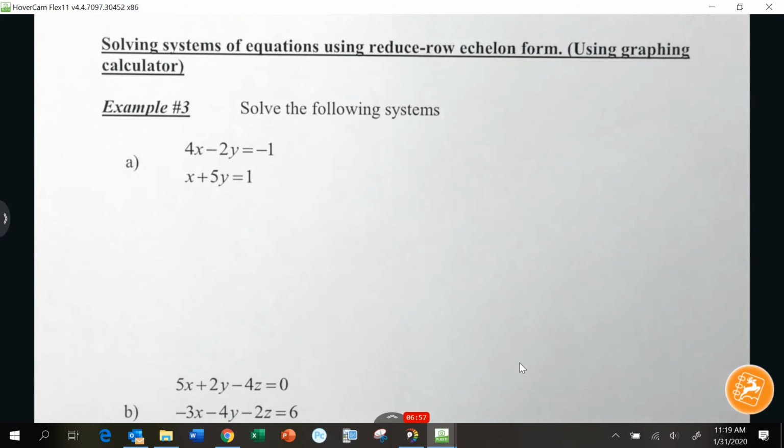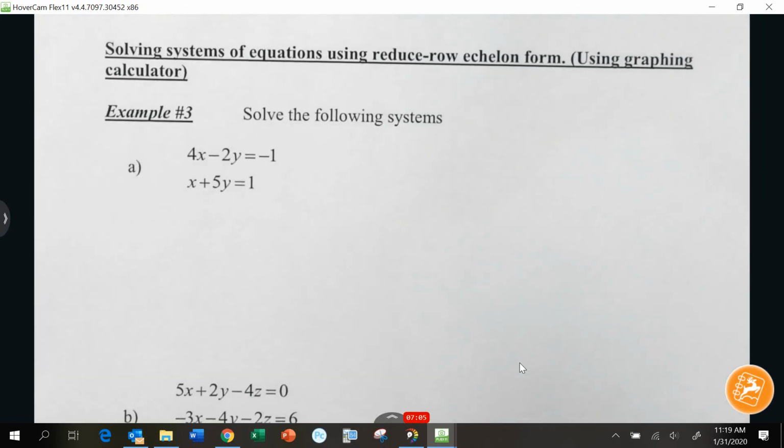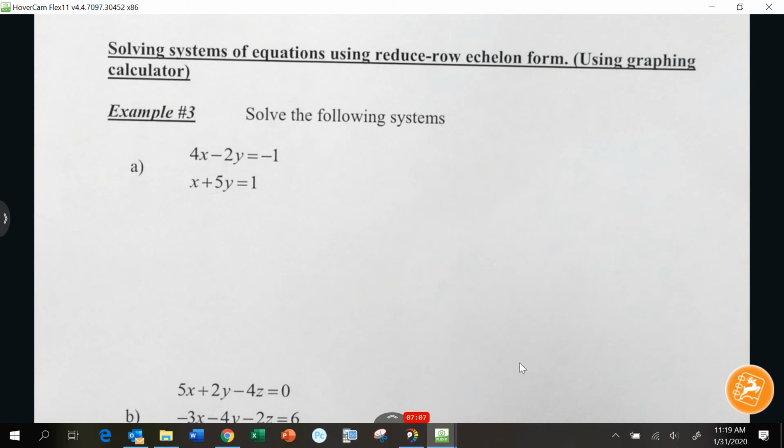We all just took a test on solving systems of equations. So how would you do this by hand without the graphing calculator? How will we do it without the graphing calculator?